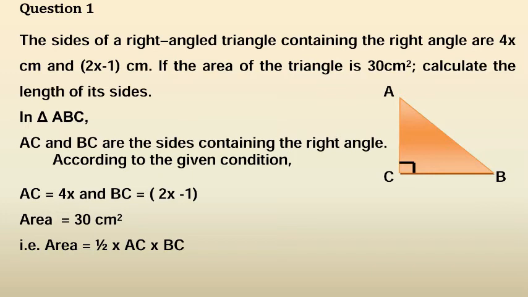And the area of this triangle ABC is given as 30 square centimeter. We need to find out the measurement of its sides. That means the values of AB, BC and CA. Area of a right angle triangle formula is half into base into height. Base and height are the sides containing the right angle. So in this problem, area is equal to half into AC into BC.